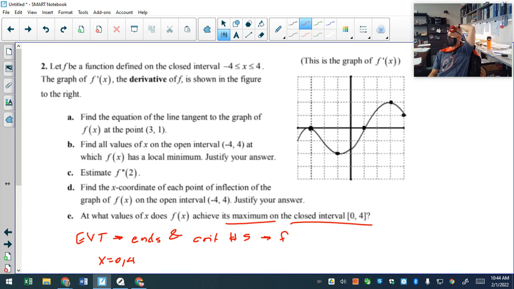Critical numbers are when the derivative equals 0, which happens at 1, right? Then usually for extreme value theorem, what we've done is we've gone to our function. We said, okay, what is f of 0, what is f of 1, and what is f of 4? That's usually what we do. The problem is we don't have f of x, and that's where we don't have the skills yet to finish this problem. But you could at least game plan a little bit before you hit a brick wall.